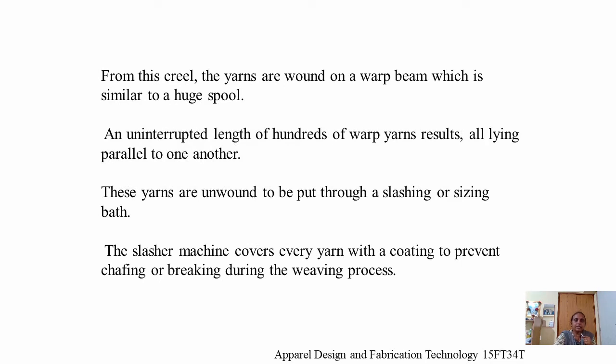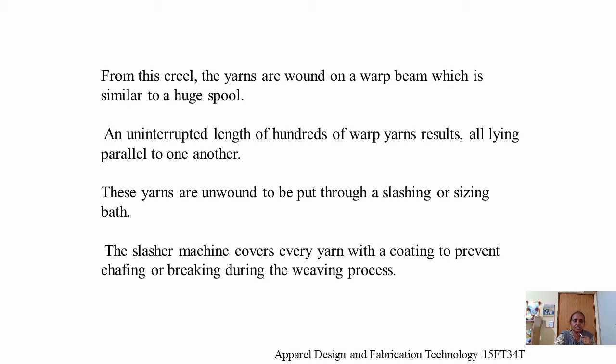From this creel, the yarns are wound on a warp beam, which is similar to a spool. The yarns are taken from the creel and wound on the warp beam. An uninterrupted length of hundreds of warp yarns results, all lying parallel to one another. These yarns are unwound to be put through a slashing or sizing bath.